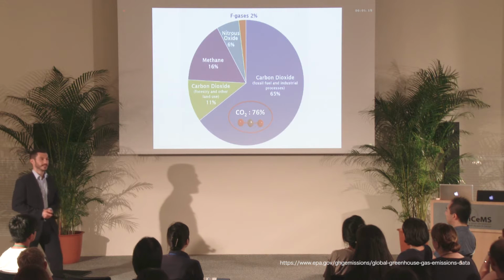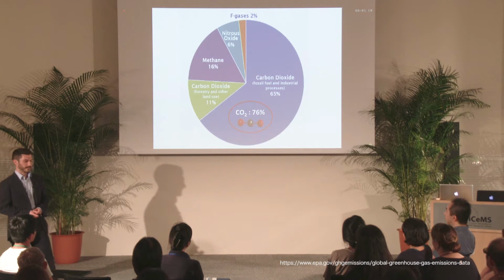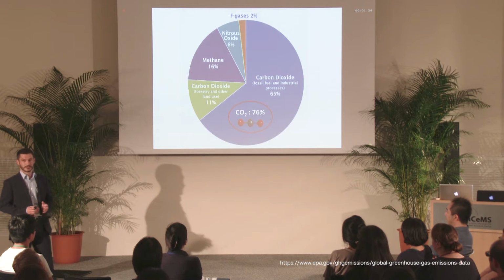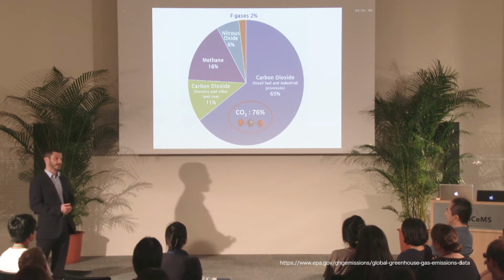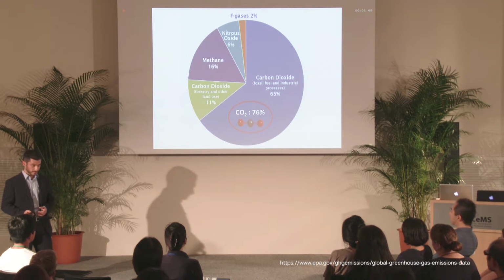So if you look in detail at what these greenhouse gases are, they are classified mainly depending on their chemical natures. So you will find fluorinated gases around 2%, nitrous oxide, methane, and last but not least, there is a huge contribution coming from carbon dioxide. And as you can see from this graph, the main contribution is actually coming from fossil fuel and industrial processes.